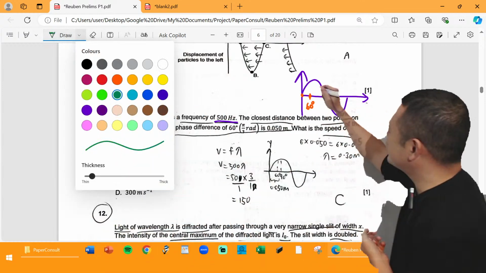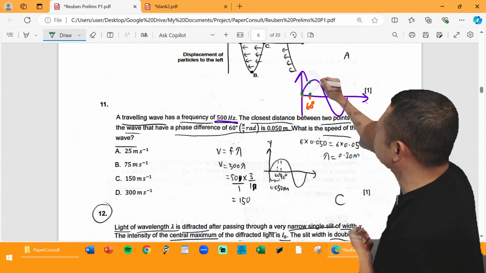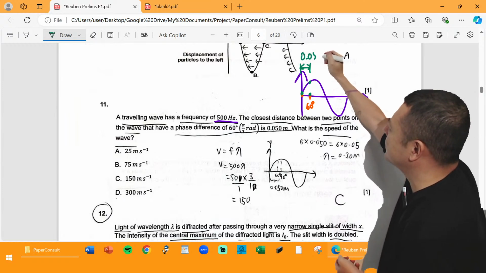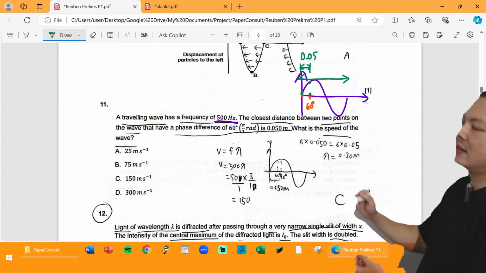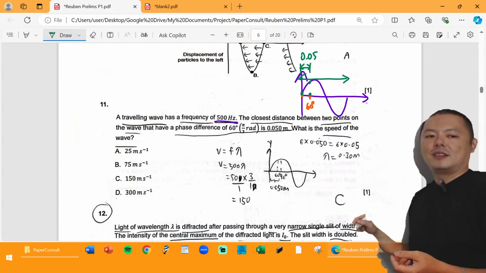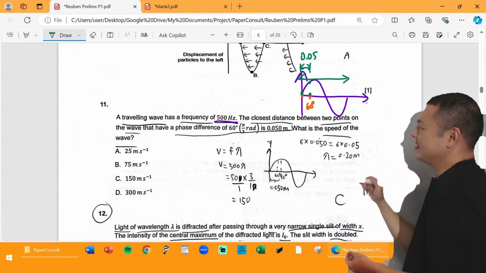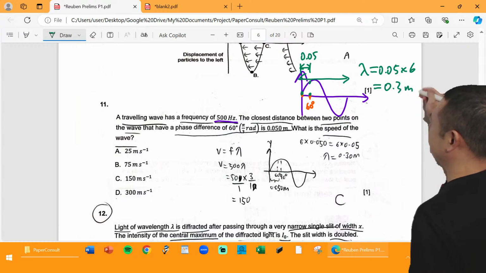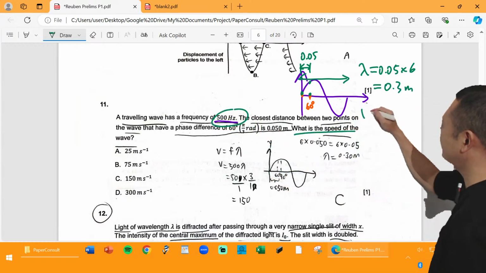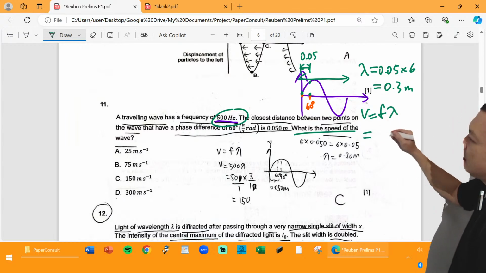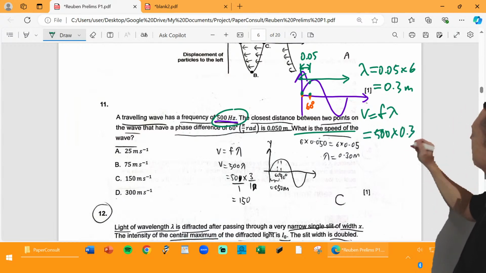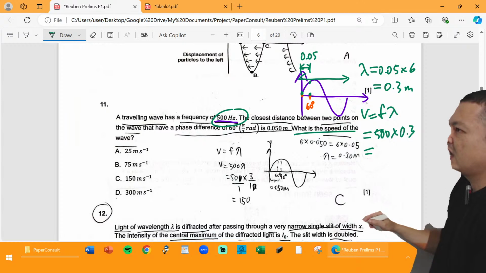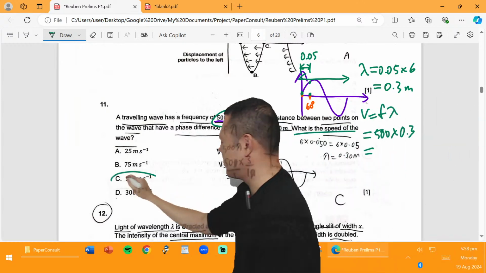So the distance between these 2 points on the wave, the horizontal distance, is 0.05, right? So what is the entire wavelength? 0.05 times 6. So lambda is equal to 0.05 times 6, which happens to be 0.3 meters. The frequency is 500, and the speed of the wave v equals f lambda, so 500 times 0.3. Still not a very nice number. Is it 150? Yeah, 150. So C is the answer.